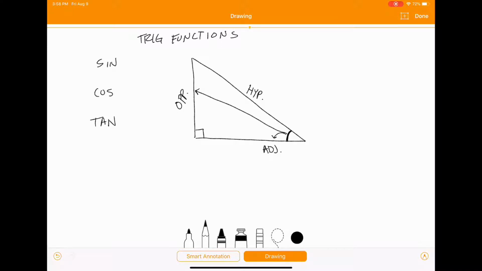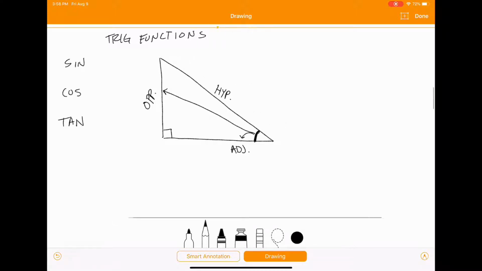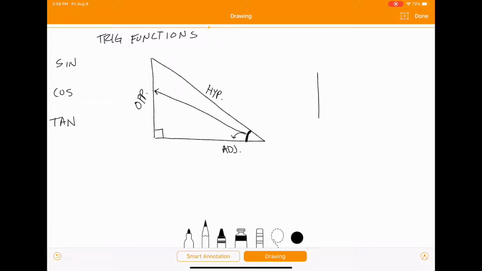All right, now it's really important that you identify which angle you're talking about, because if we have our right triangle and we're looking at this angle, this then becomes your opposite side, this becomes your adjacent side, and this still stays your hypotenuse. Your hypotenuse is always your hypotenuse, but the adjacent and opposite change based on which angle you're looking at. So we'll call that angle theta.